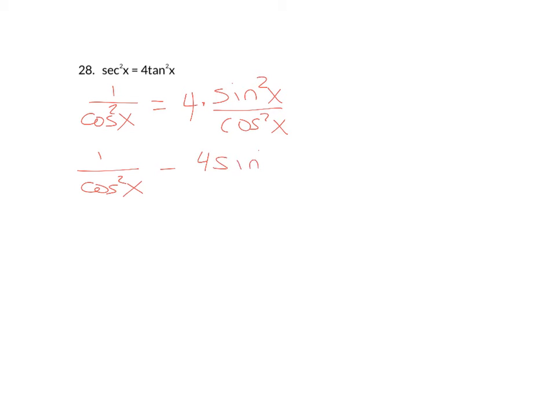Alright, so now we're getting into the harder ones. What I did here was I rewrote this as sine and cosine. Secant squared is 1 over cosine squared, and then 4 sine squared over cosine squared, and I got 0 on one side. So 1 over cosine squared x minus 4 sine squared x over cosine squared x equals 0. Put that into one fraction.